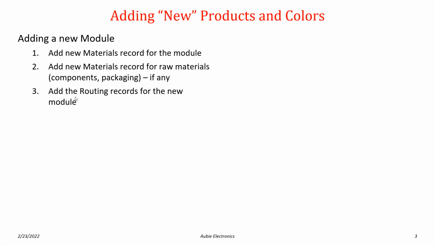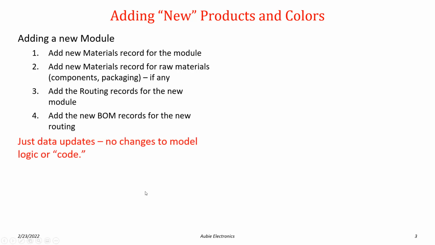So we just go in that routing table and say, goes from kit to assemble to finish to package to ship, assuming that that's the sequence that it follows along with the other modules. Then we add the bill of materials record. So once we have the routings, we can then link those bill of materials to the individual routing steps. And that's it. They're just data updates. We haven't made any changes to the model logic or the underlying code or processes or anything. All we've done is added data, and we've implemented this new module.